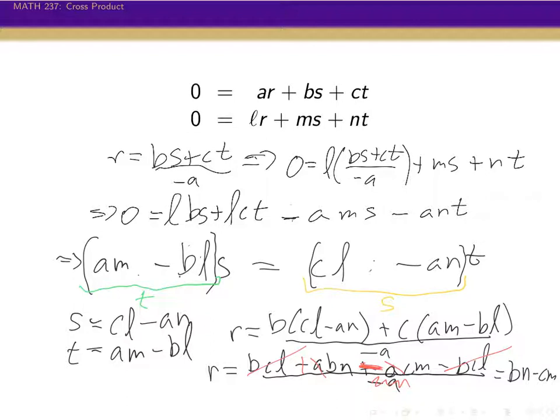Okay, so putting this together, what's the vector U that's going to be perpendicular to ABC and LMN? Well, one U that we can pick would be R, which is BN minus CM, S, which is CL minus AN, and T, which is AM minus BL.